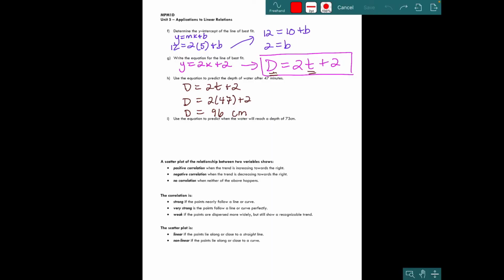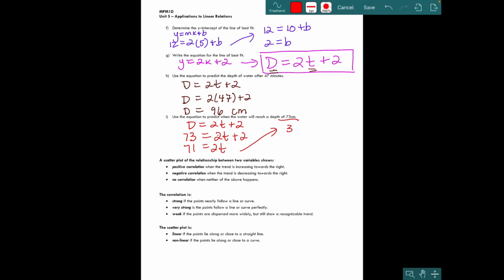Question I says use the equation to predict when the water will reach a depth of 73 centimeters. So again, we can use our equation, but now we have the depth. D is 73, so we'll write 73 equals 2t plus 2. We'll subtract 2 from each side to get 71 equals 2t, and then we can divide each side by 2 to get 35.5 minutes equals t. And again, remember, 0.5 minutes does not mean 5 seconds. It's 0.5, half of a minute, so that's 30 seconds.